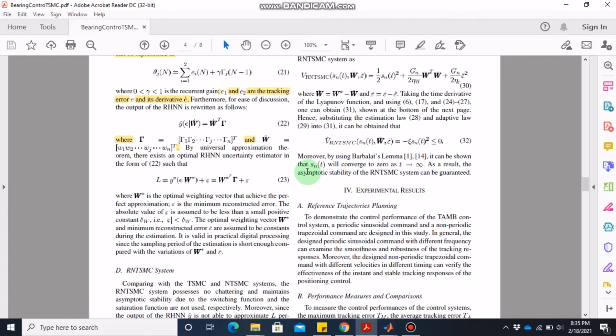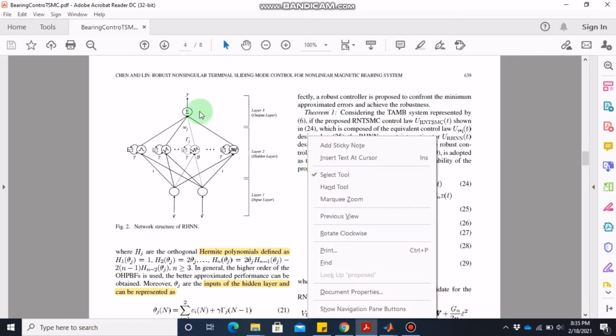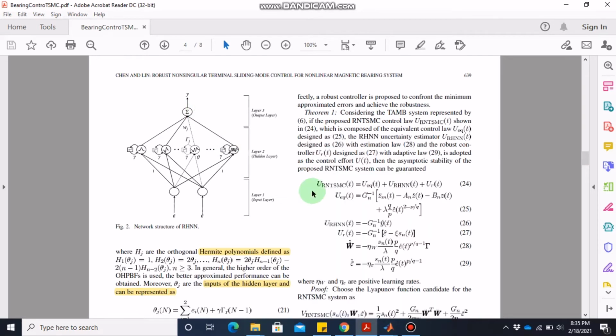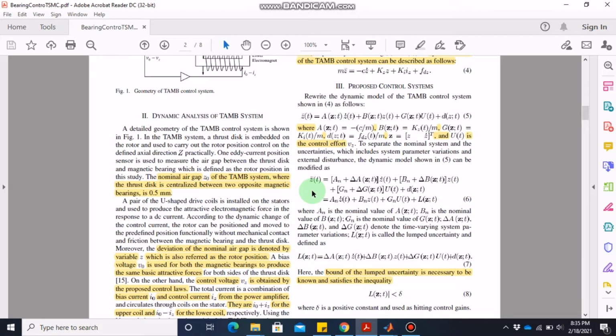So these values have been put in the code, and the system is the same as equation 6. I go back to that. So this is the system in my code.